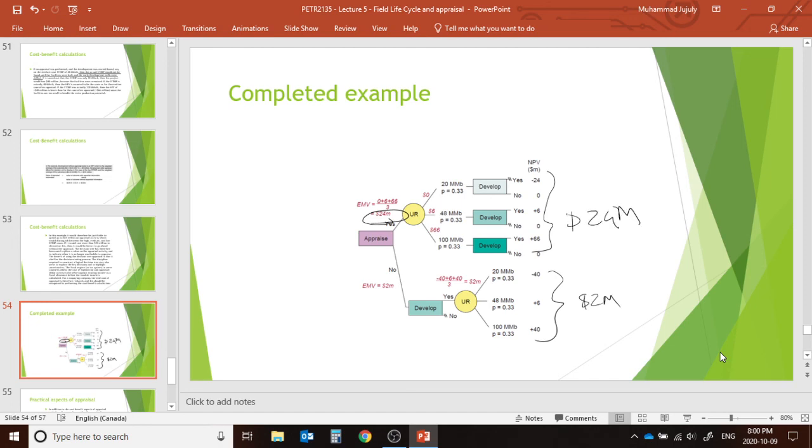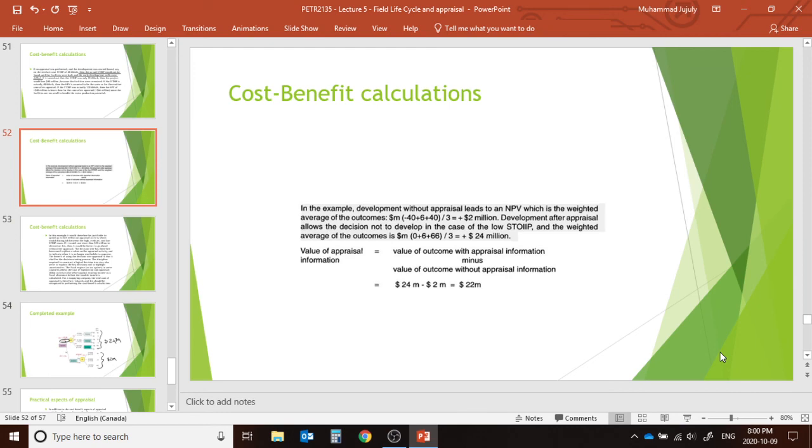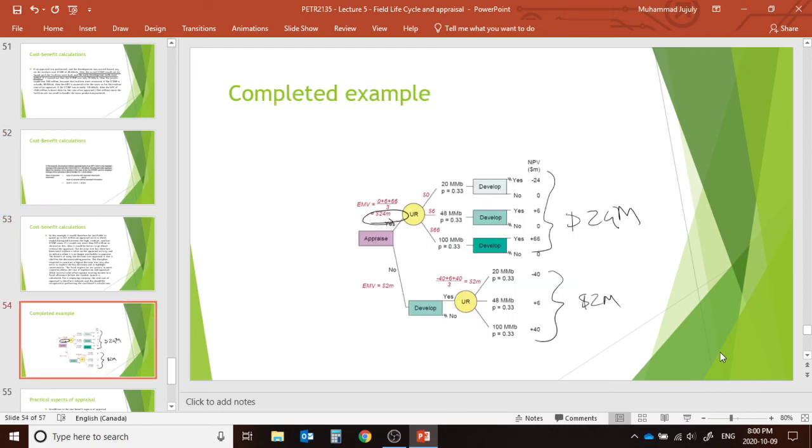So what is the value of the appraisal? The value of the appraisal would be $22 million. You remember this value minus this value, that means we'll get $22 million. That is the value for the appraisal, or that is A.